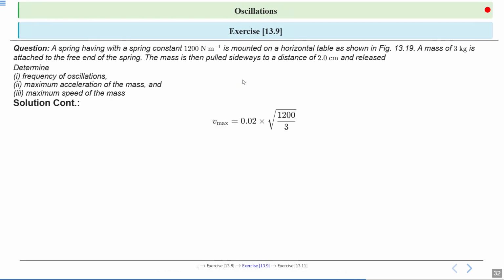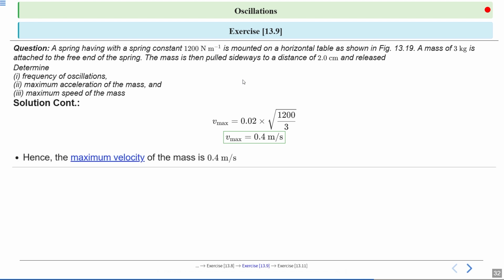So V max is equal to 0.02 into 1200 divided by 3 under root. So V max is equal to, solving this, you will get 0.4 meter per second. Maximum velocity is 0.4 meter per second.